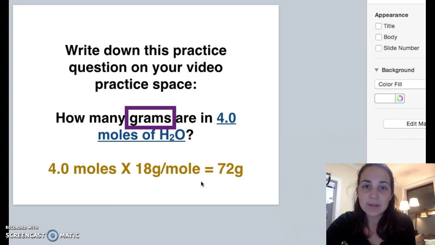Now that you've seen this practice problem, you should go on and do the single-step conversion practice problems, which is the mild worksheet for today.